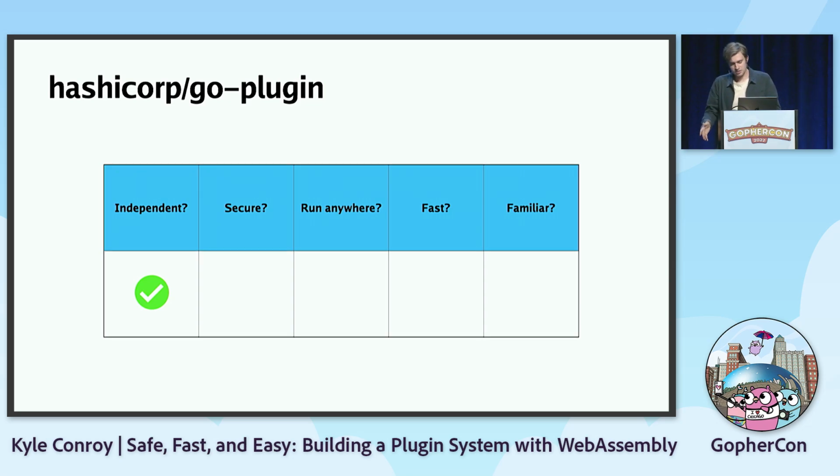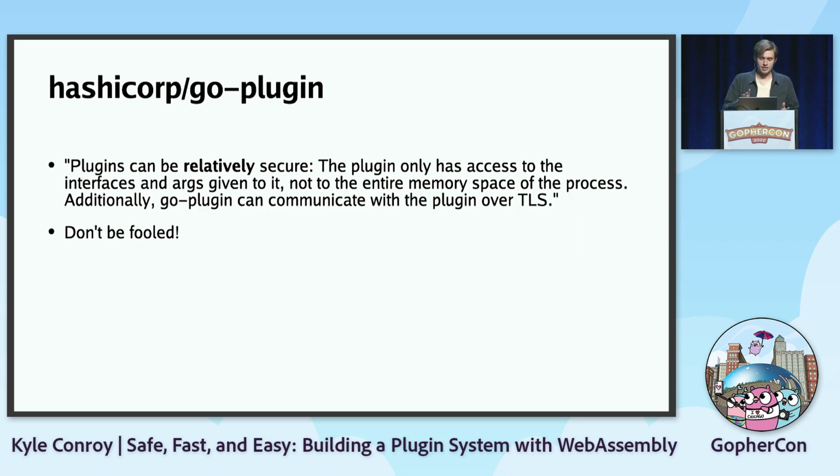So obviously good on the independent side. Security, same thing: those processes are going to have basically unfettered access to the network and to your local machine. I do want to call out that in the README for this, they claim that plugins are relatively secure. Relatively secure is a very scary phrase to see. They're not. They can steal your AWS credentials, the exact kind of attack that we're trying to prevent.